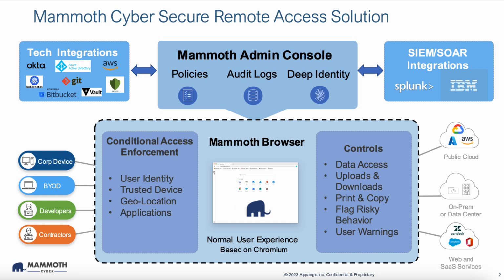And so we are able to enforce and also make visible user activity once they're interacting with an application. And this is a wide list of applications, not just web, although web is our main focus, but we can control things like data access, which includes uploading files, downloading files, printing and copy. And we'll flag this risky behavior. We'll get into some of the reporting later on in the podcast here.